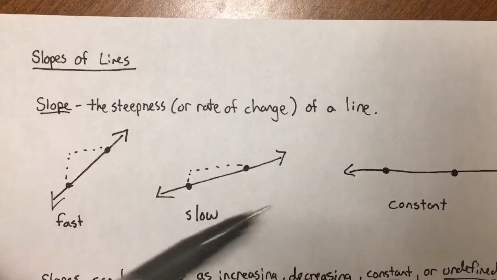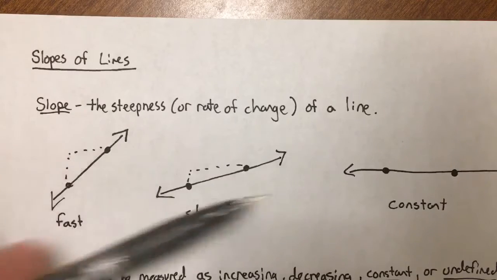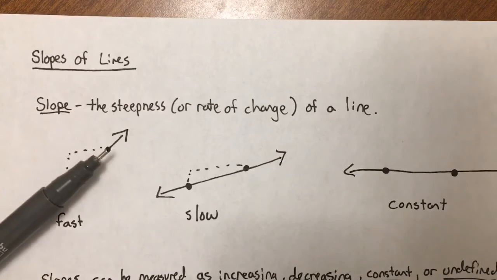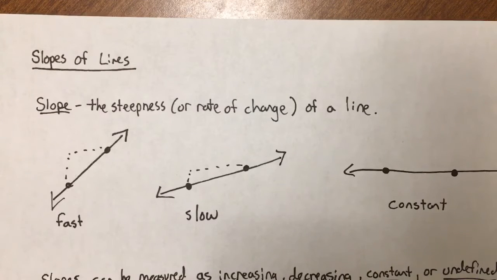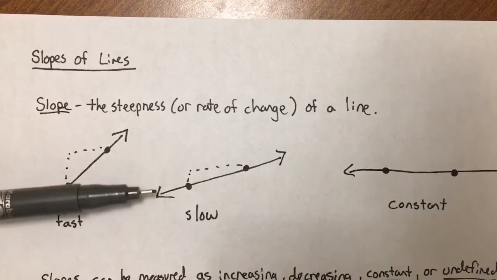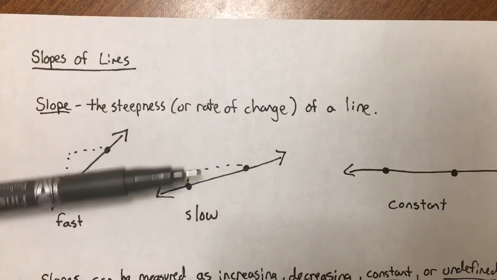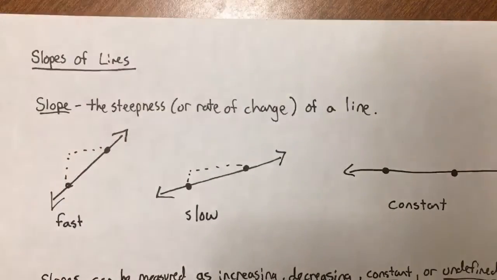Here I have three different examples of lines I have drawn out right here, and they all have different steepnesses to them. This line right here represents a fast rate of change or a fast slope, because we see here that it is a very sharp increase in the line. This is an example of a slow rate of change, or a slower slope. And then a flat line would be a slope that is constant, meaning that there is no rate of change involved.